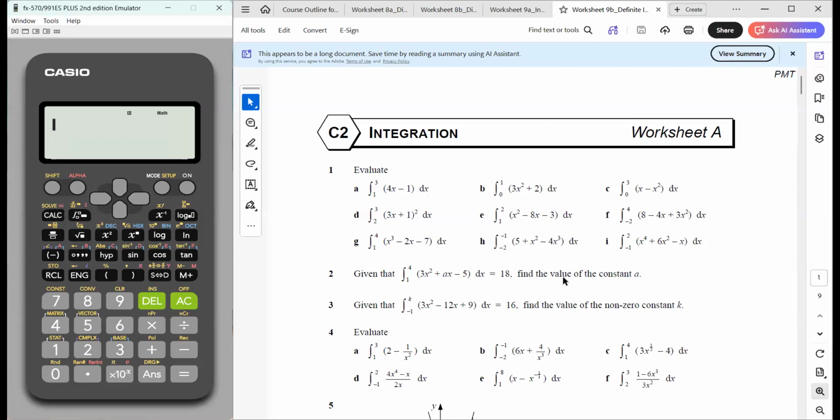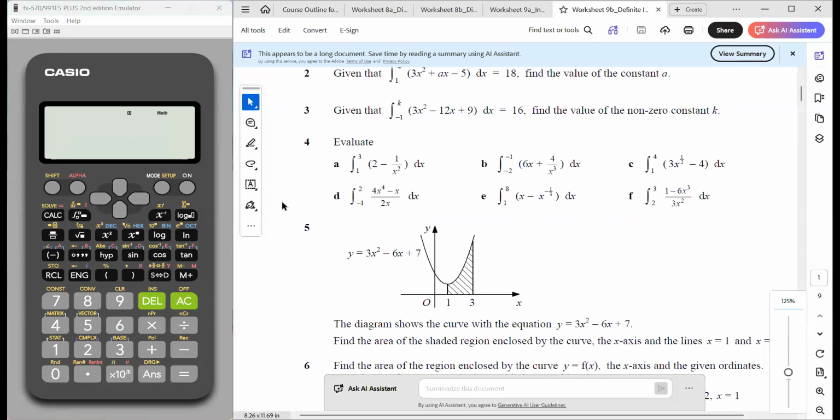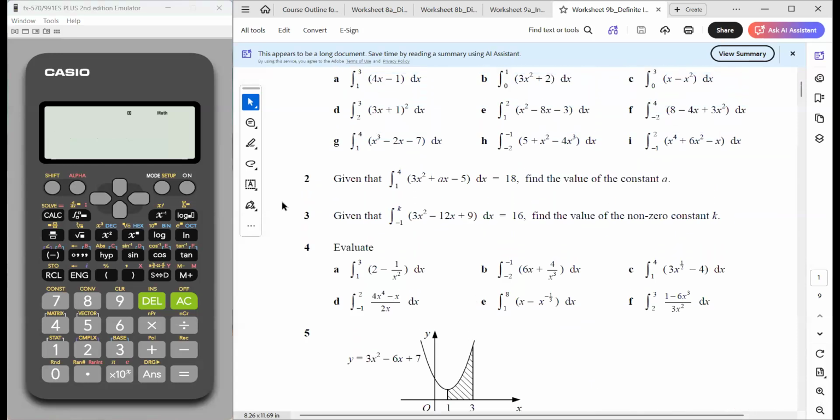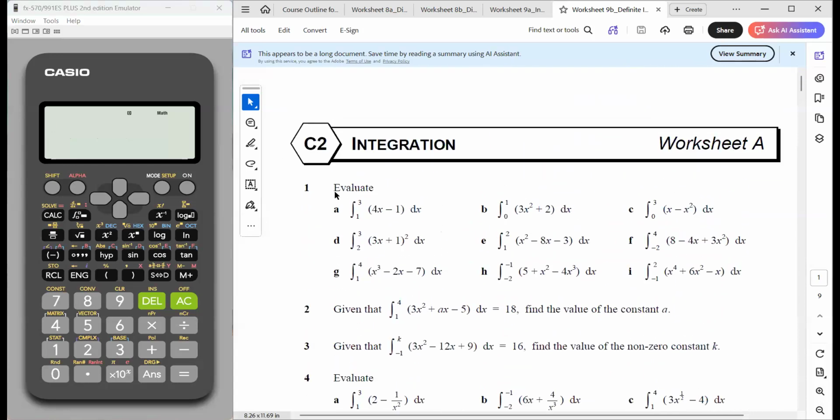If you are given a problem like this, evaluate the following integrals, and this time you are given limits. You come to your calculator, and this is the integral function. First of all, try and enter the limits in the calculator, and be careful not to jump. The upper limit is 3. Then you use the cursor to move to the lower limit, which is 1.